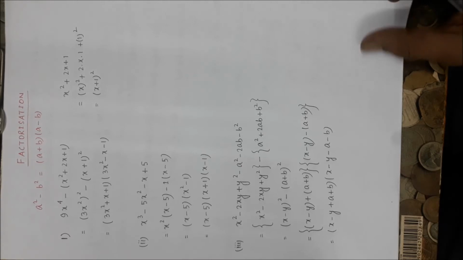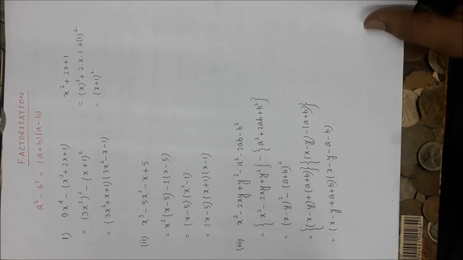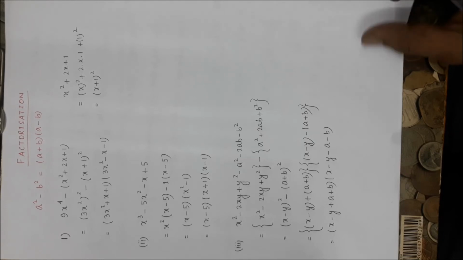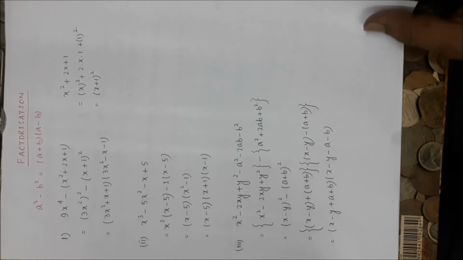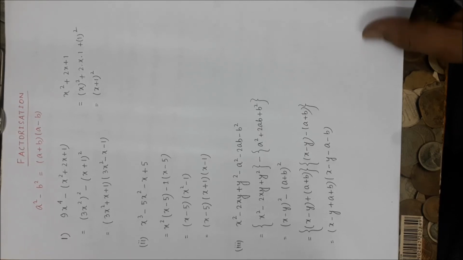Now as a difference of 2 squares, you can just write the product of the sum of these two terms and the difference of these two terms. So the factors will be (x minus 1 by x plus 3) multiplied by (x minus 1 by x minus 3).